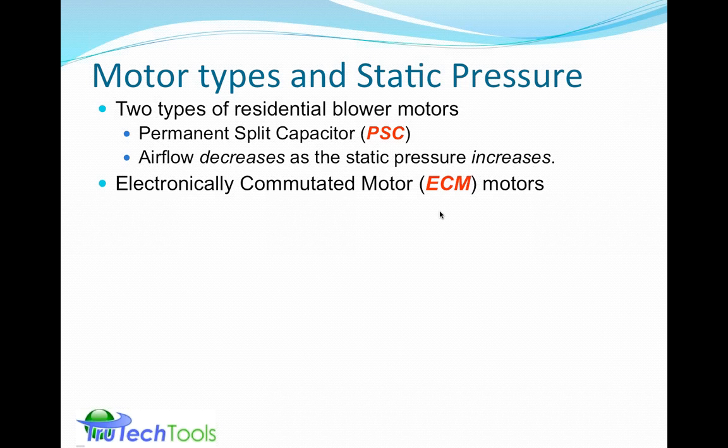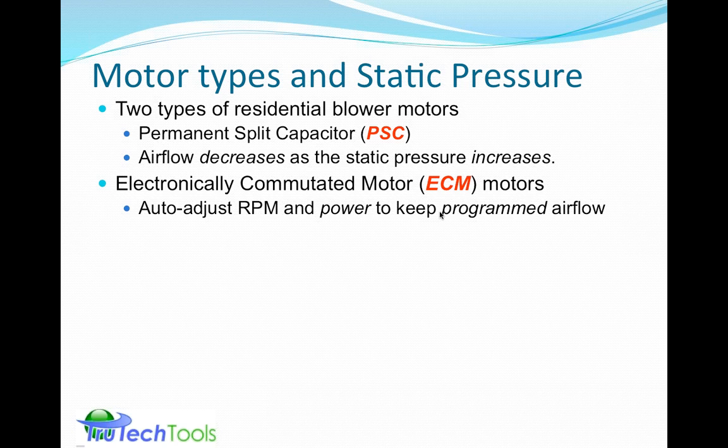The newer type of motors, which are used in a lot of higher efficiency systems in order to gain the maximum in energy efficiency, are electronically commutated, or ECM motors. They actually auto adjust the RPM, or the speed, the revolutions per minute, of the blower motor and the power to keep the programmed airflow. So they know they need to turn so fast in order to move the air, and they adjust and continue to keep the air moving at a programmed flow rate to get the programmed CFM.